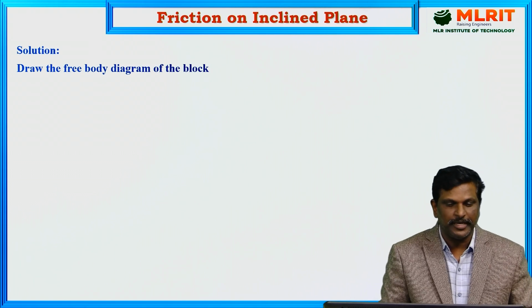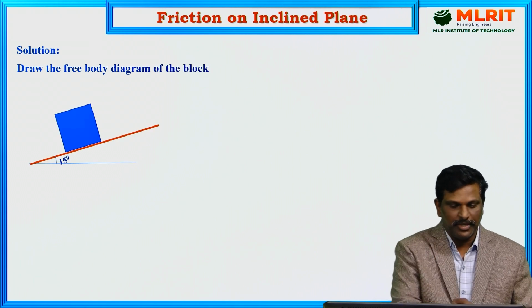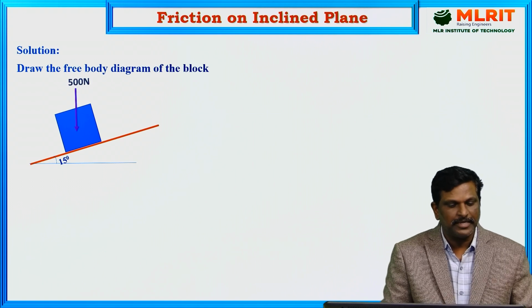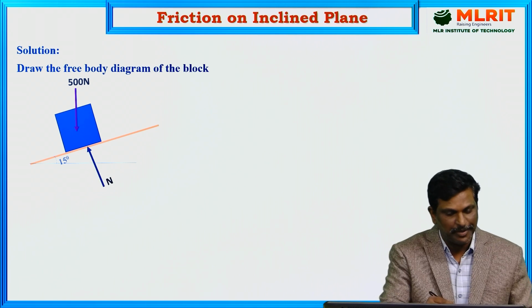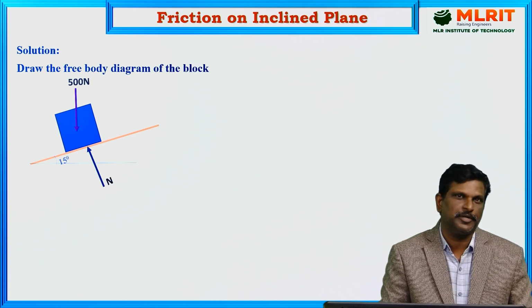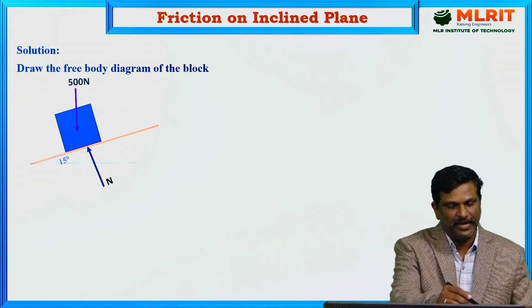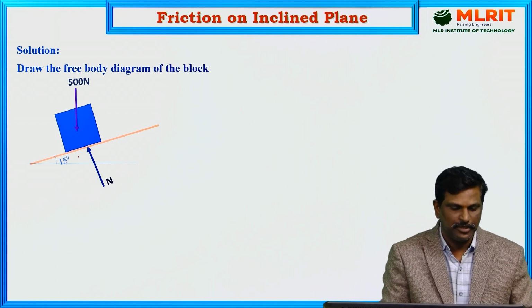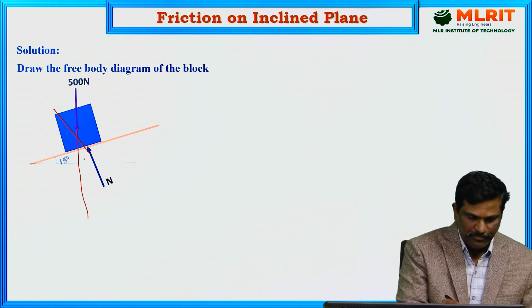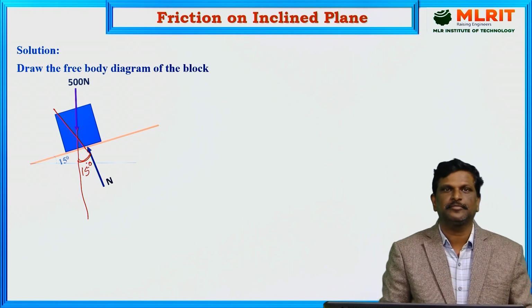Draw the free body diagram of the block. See, the body is resting on an inclined plane. Weight always acts vertically downwards, and normal reaction will always be perpendicular to the contact surface. The angle between these two will always be equal to the inclination of the plane. Why?